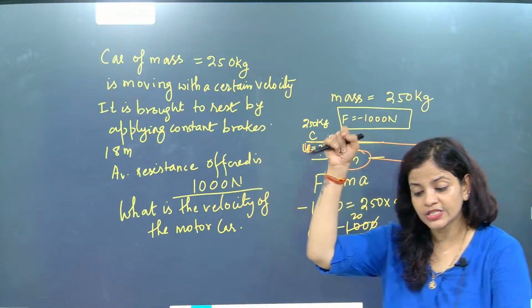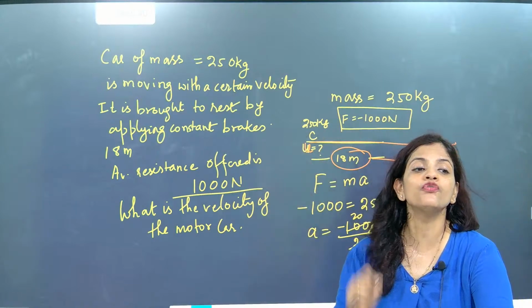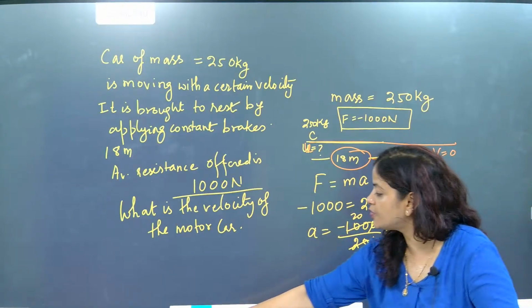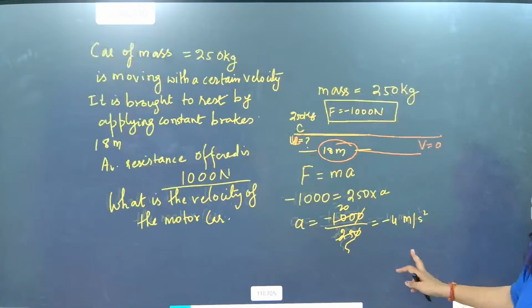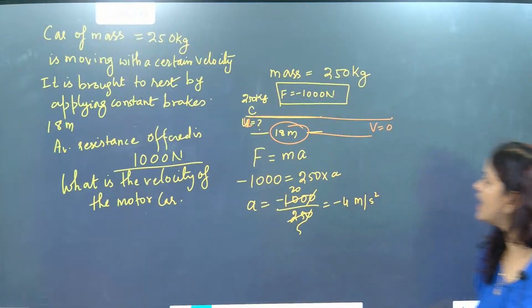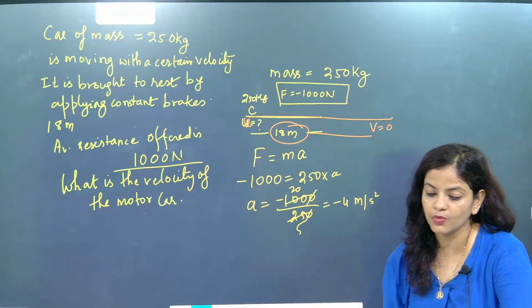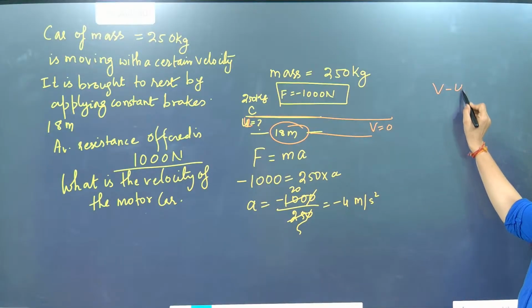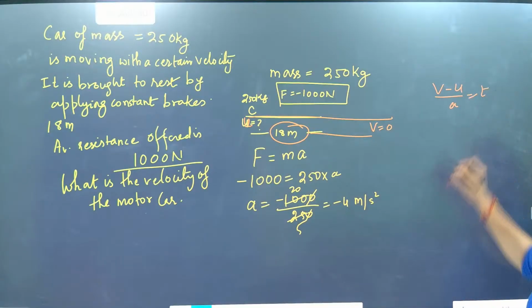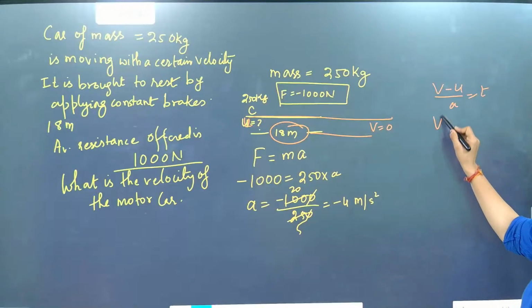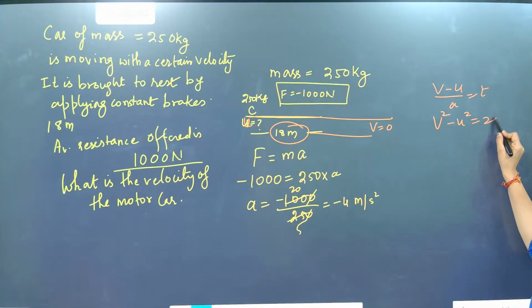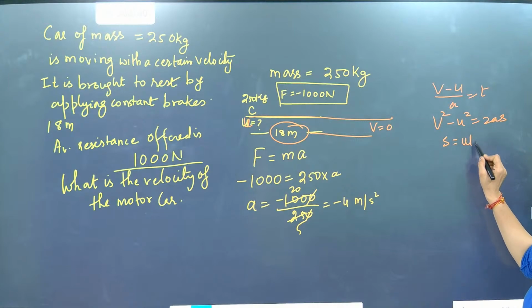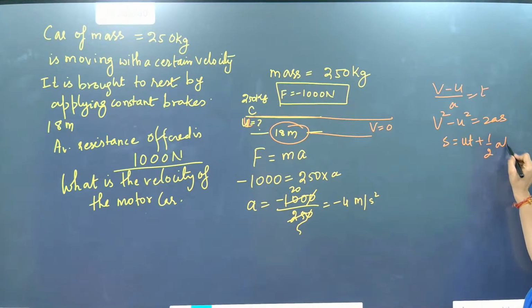Now, which equation of motion will we apply to find the initial velocity? Look here very nicely, beta. You have three equations of motion. What are they? v minus u by a is equal to t. Then v square minus u square is equal to 2as. And then s is equal to ut plus half at square.